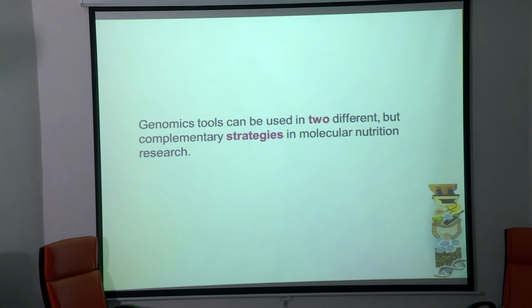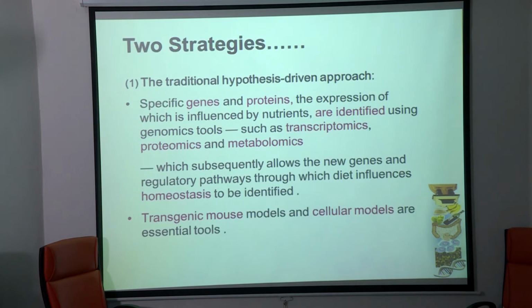Now these functional genomic tools can be used in two different and complementary strategies. The first is the traditional hypothesis-driven approach, where specific genes and proteins, the expression of which is influenced by the nutrients, are identified through the functional genomic tools. Subsequently, you get to know new genes and the regulatory pathways through which the diet is influencing cell homeostasis. And you can use such models to test the changes produced as a result of nutritional intake.